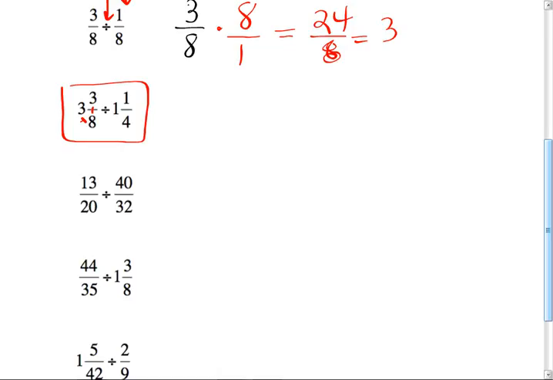So 3 times 8 is 24 plus 3 is 27 eighths. You have to take multiple steps if you do it by hand. Otherwise, you can just type it into your calculator. We'll do that in a second.